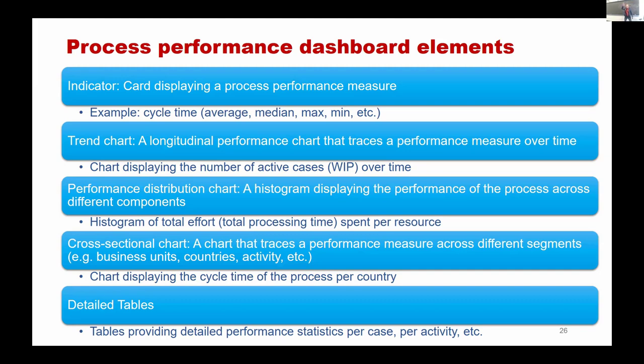Like in December, I had a lot. In January, I had less. In February, I had less. But in March, it picked up. You know, the number of active cases picked up. So that is called a trend chart.